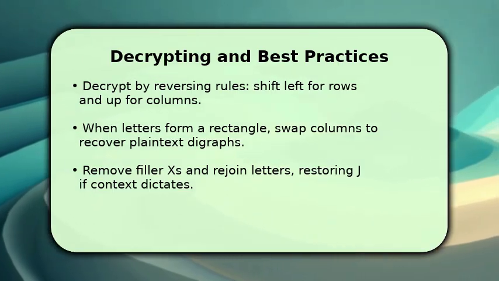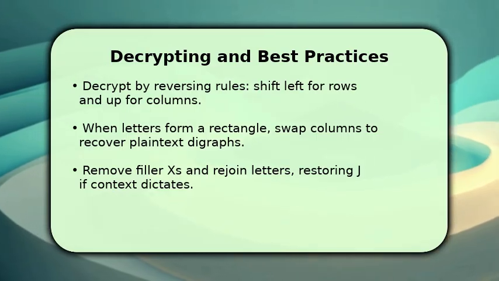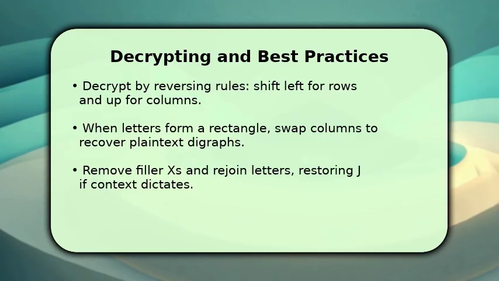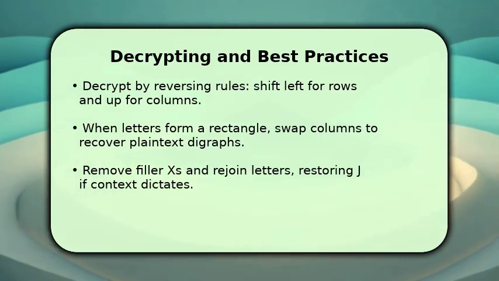For rectangle digraphs, swap the column positions back to their original letters. After full decryption, remove filler X characters and consider restoring J where context indicates it was originally intended.